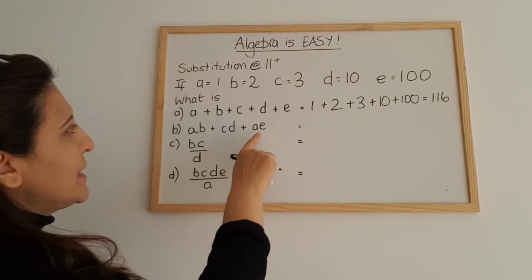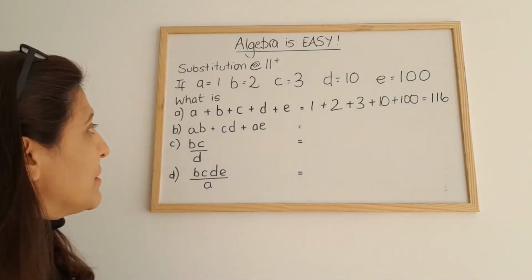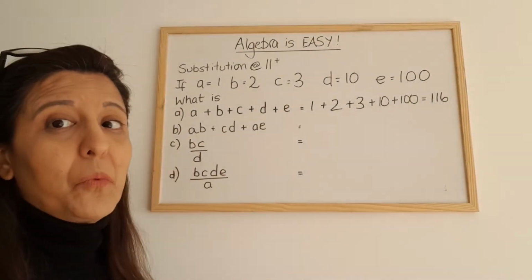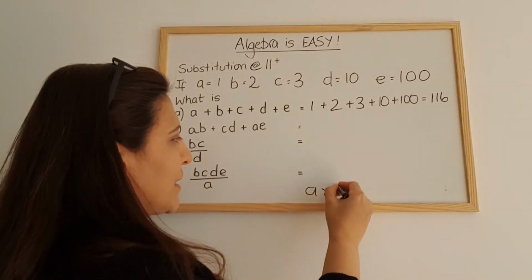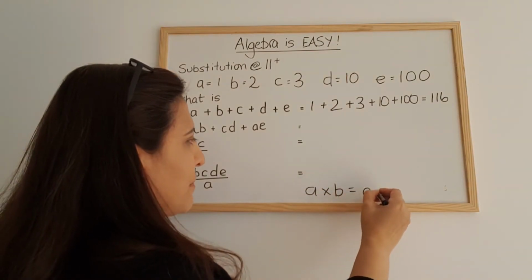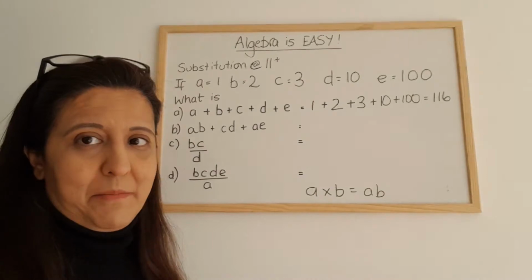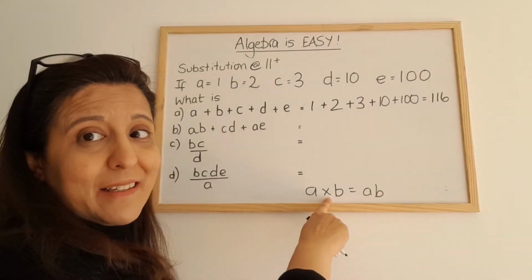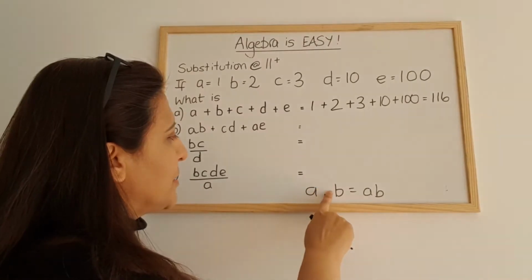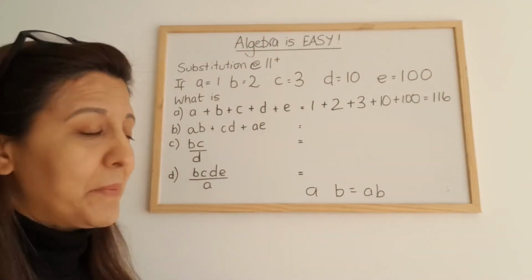Okay, let's have a look at this one. AB plus CD plus AE. Now, the interesting thing here is, what does AB mean? Well, it means A times B. I'm going to just write it down here. A times B equals AB. Well, you might ask, why didn't they write A times B? Well, the reason is because that sometimes looks like an X. So they don't write it in algebra. They just write AB when they mean A times B.